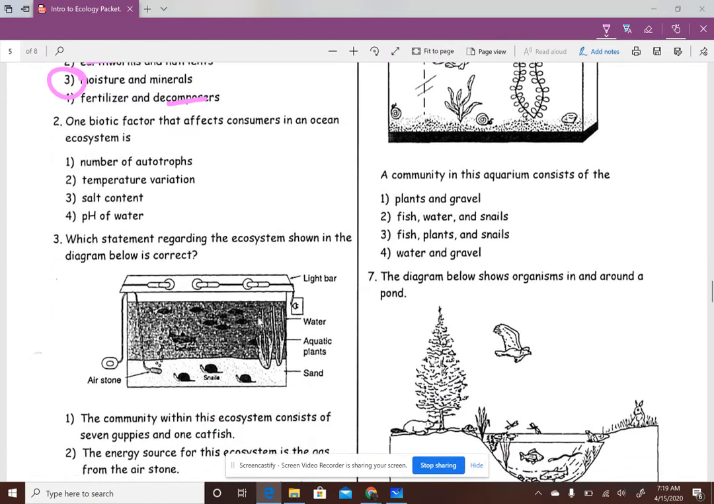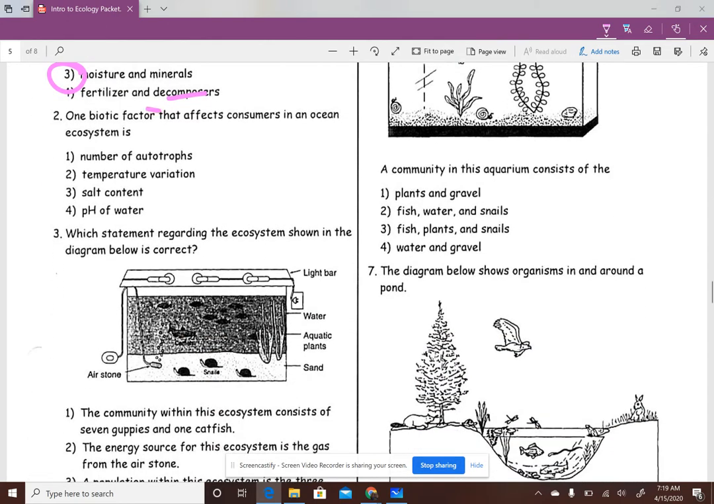Now, for number 2, it's actually going to be the opposite because biotic factors are living. So if you take a look on the opposite end, temperature is non-living, salt is non-living, and pH is non-living, which would give us 1 as the correct answer.